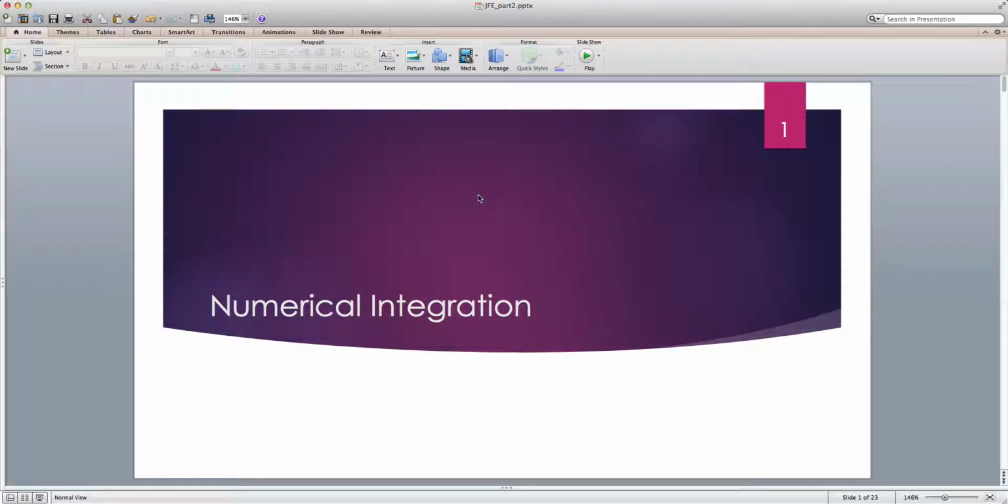In this tutorial, I'm going to discuss the very interesting topic of numerical integration, which also has some links to geometry, and we will explore all the different methods for doing numerical integration of real functions.